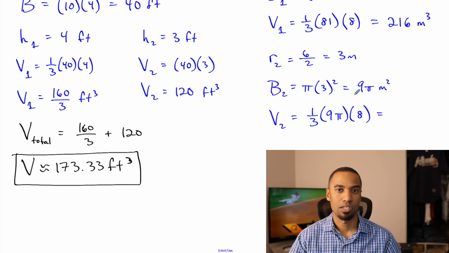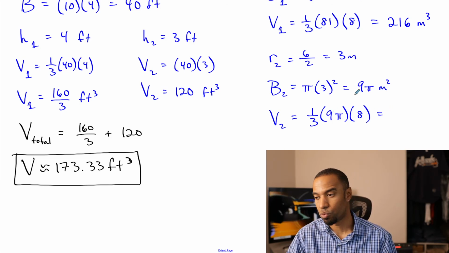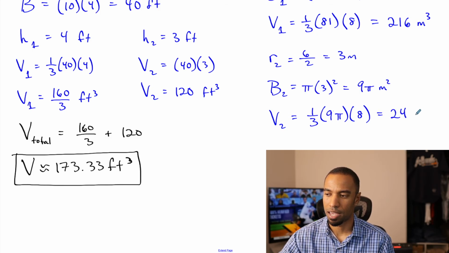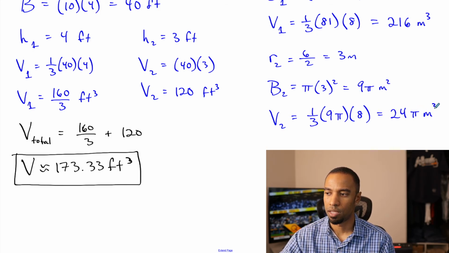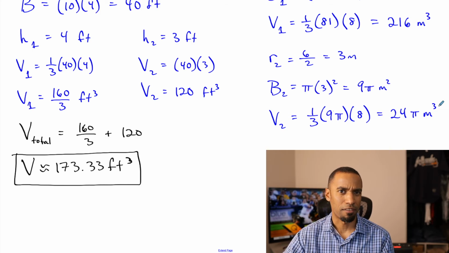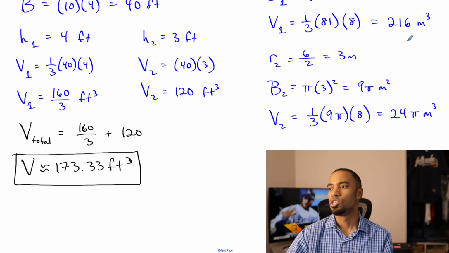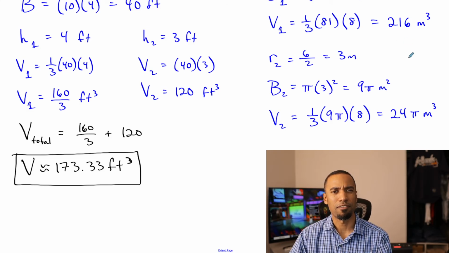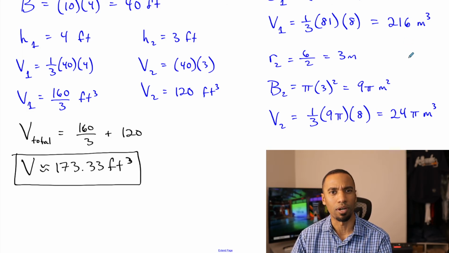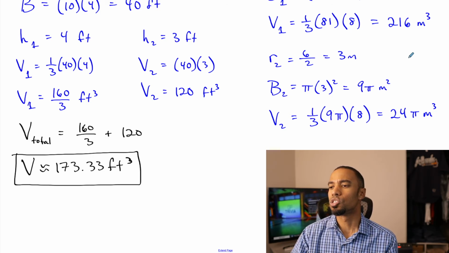1/3 of 9 pi is 3 pi, right? And 3 pi times 8 is 24 pi. So 24 pi cubic meters. That's probably around 75 or so, because 24 times 3 is 72, so a little more. So when we do 216 minus 75-ish, I'm guessing it's going to be around 140 is the answer. I don't know. I haven't done this problem. So we'll check it out.